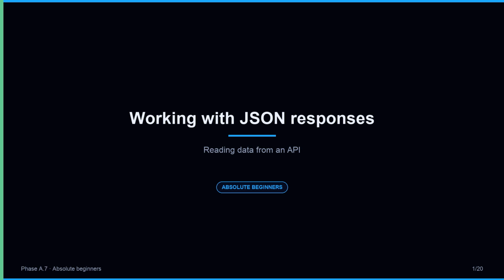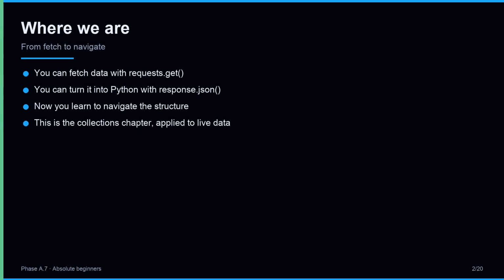From fetch to navigate, recap where you are. You can call requests.get with a URL and get a response object. You can check the status code to confirm the call worked. You can call response.json to turn the raw text into a Python dictionary. What you sometimes do not yet know is how to reach deep into that dictionary when the data is nested, when the value you want is buried inside a list, inside another dictionary, inside the top-level response.